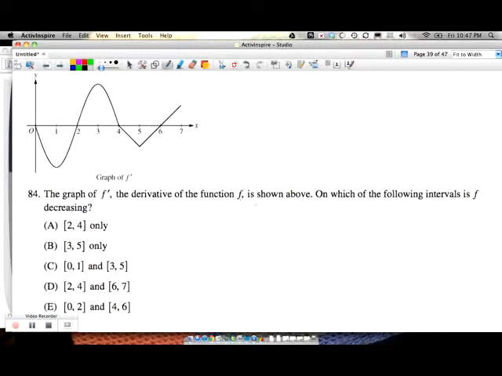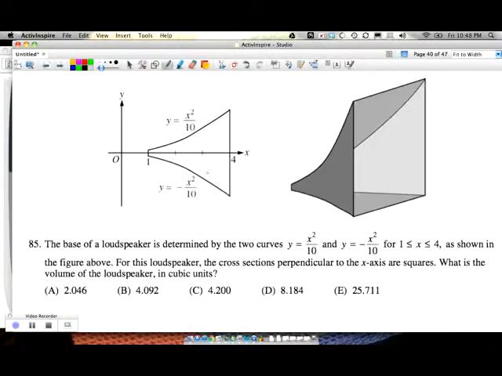The graph of f prime, the derivative of the function f, is shown above. On which of the following intervals is f decreasing? So this is f prime. Decreasing for f means that f prime is negative. And it's negative here and here. So between 4 and 6 and 0 to 2. So 0 to 2 and 4 to 6. The answer is E. That was fast. Oh man, that was fast.